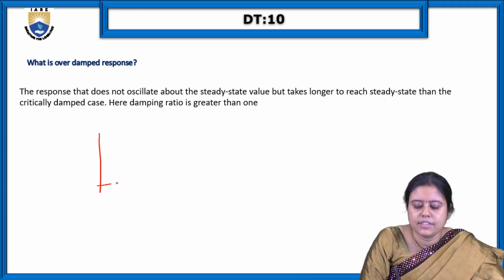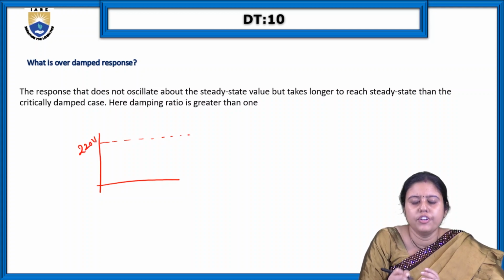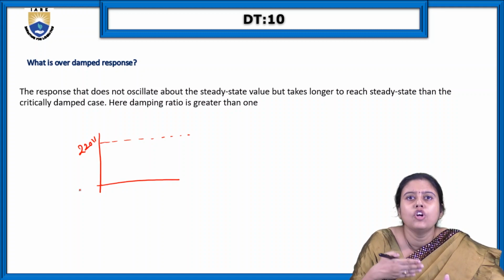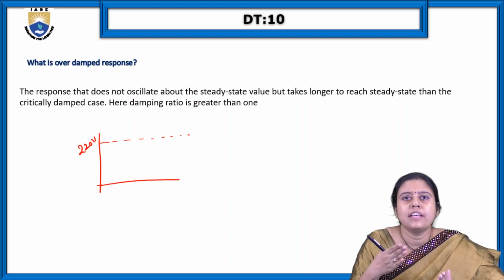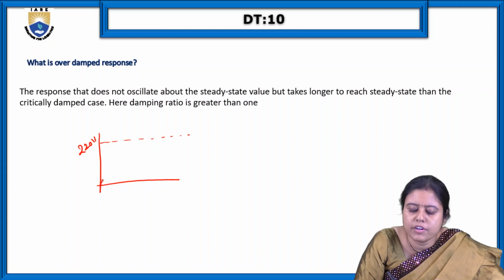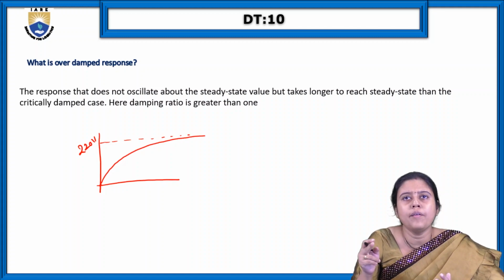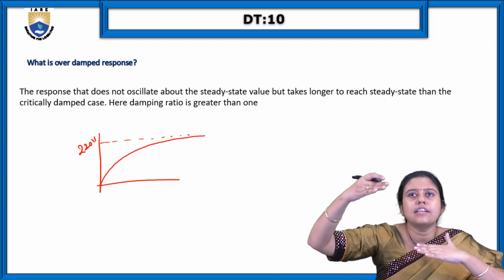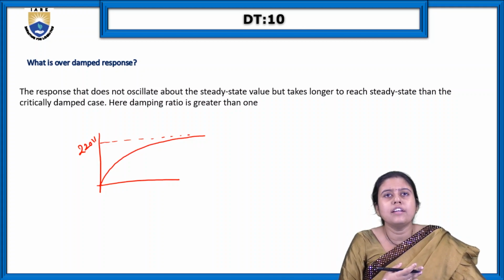What is an overdamped system? Say we have a voltage 220 volt and we are charging a capacitor to reach the value. Now damping means the disturbance is so much that it will try to reach the 220 volt, but it is not reaching the 220 volt. It is going and going. This is called the overdamped case. It is trying to reach the steady state value but takes longer time to reach the steady state value than the critically damped case.